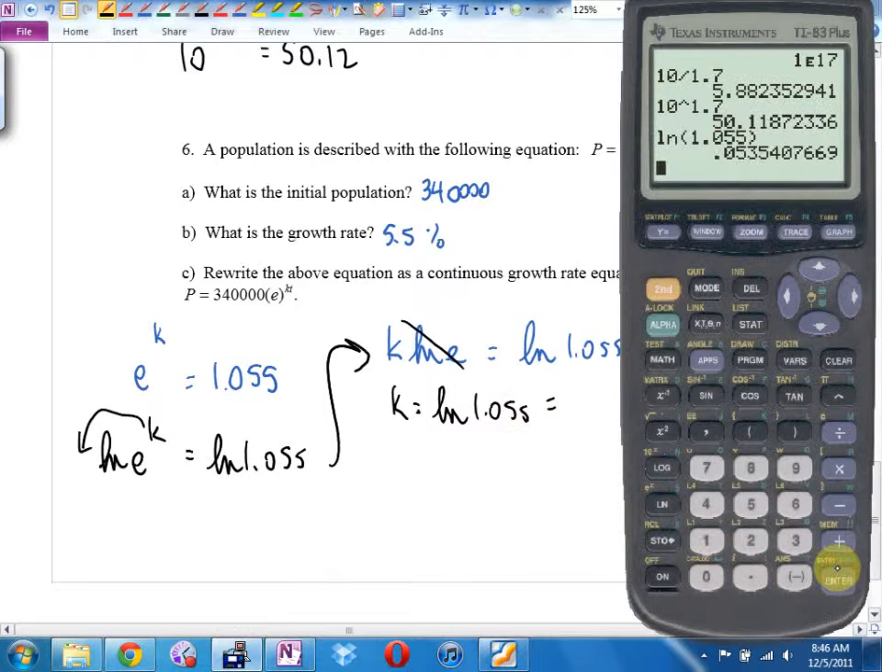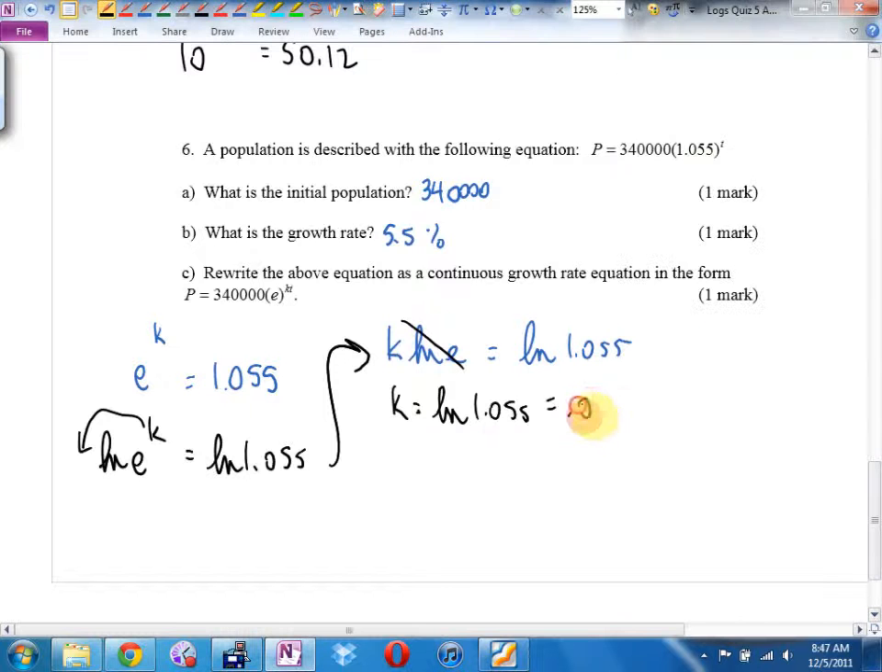0.0535. Now, if you want 0.05, because technically that's two decimal places, that's fine. Usually for an exponent, I'll try and carry four decimal places, because rounding off in exponents has way more significance. It has exponential growth significance. So I usually carry exponents to four or more decimal places. So I'm going to write this: 0.0535. Now, they want me to rewrite the above equation.